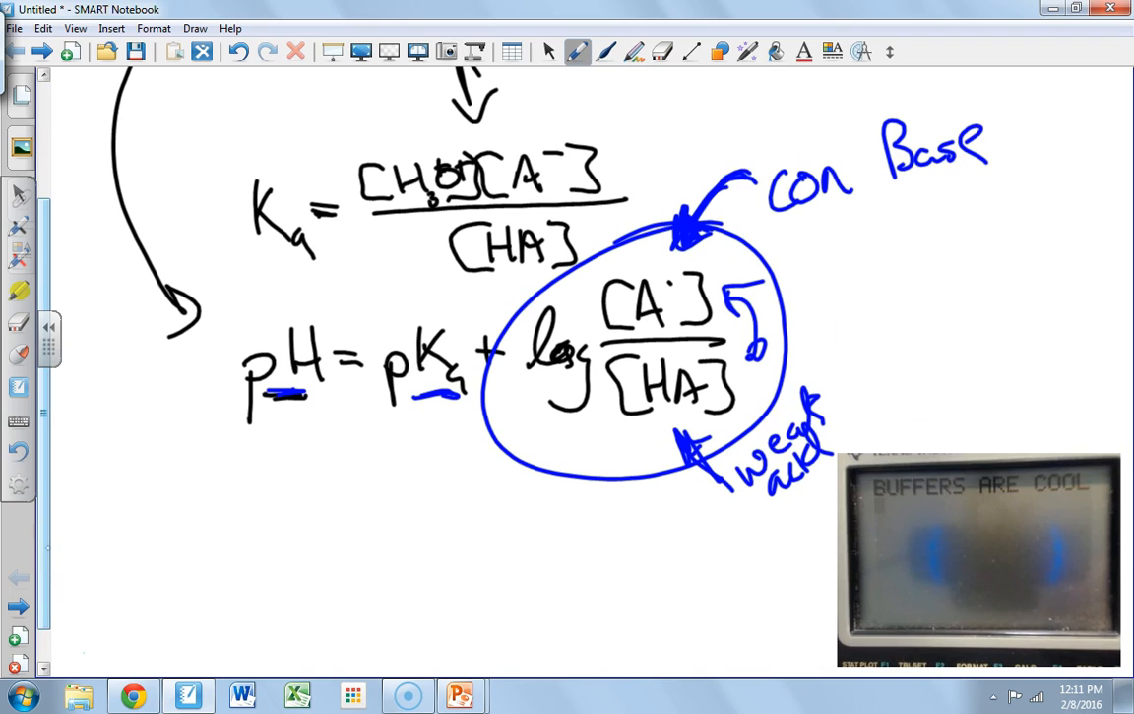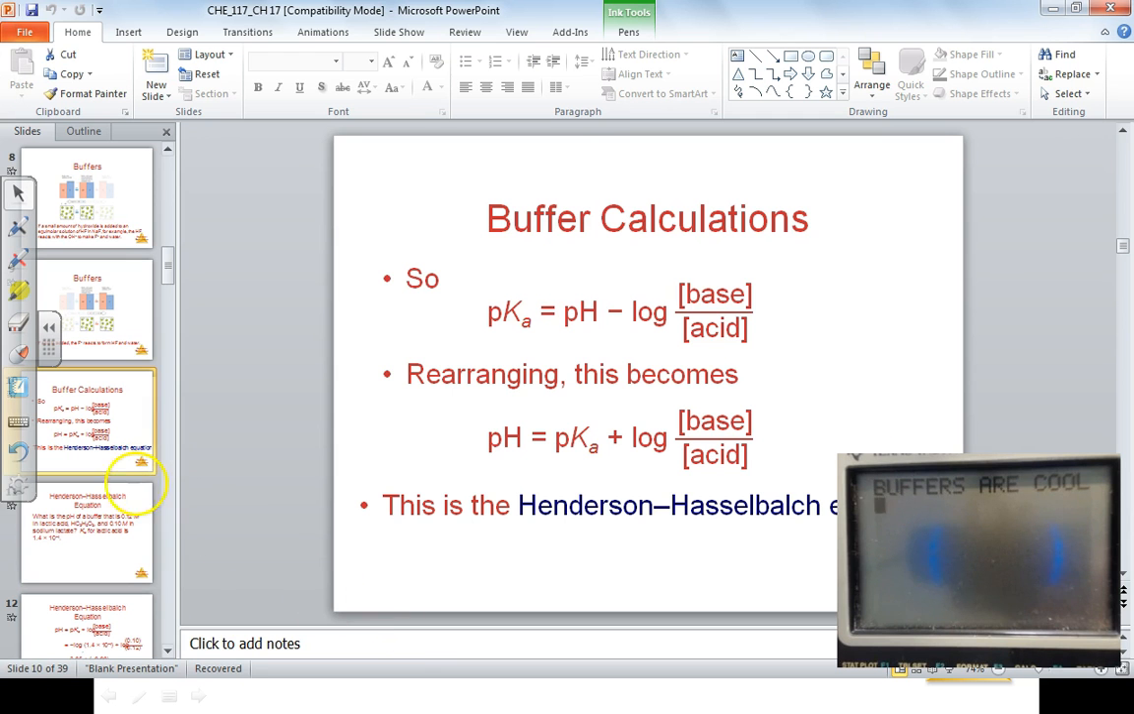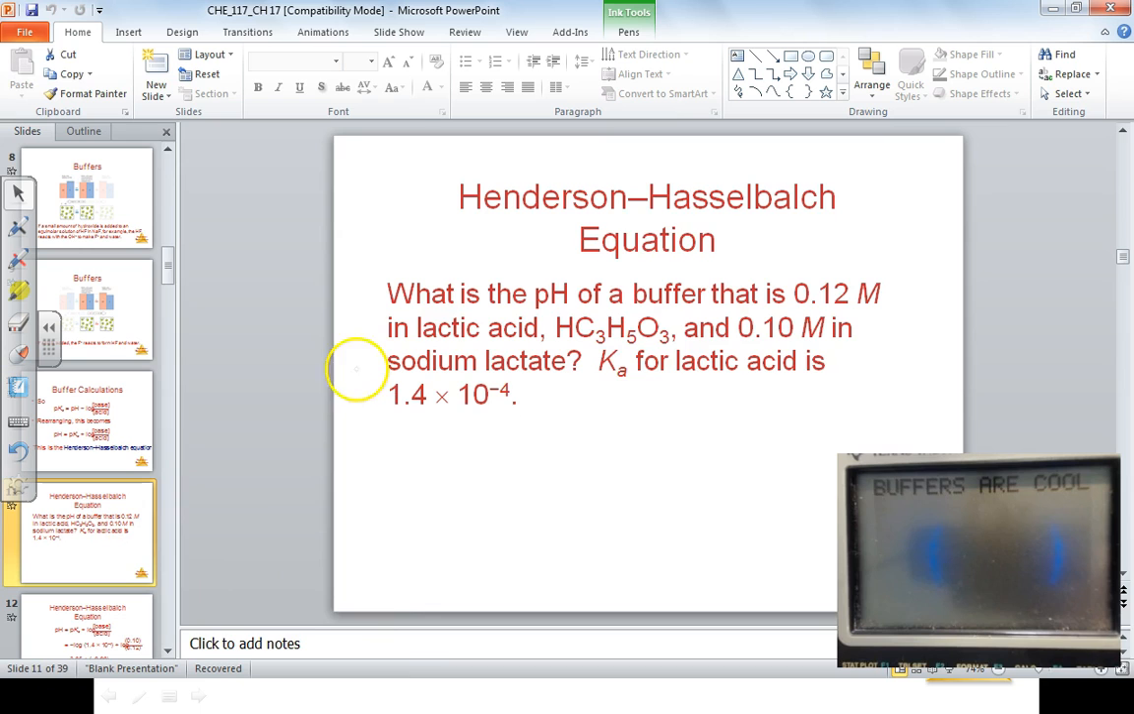So we can use ICE charts to do this. It's not any different. The Henderson-Hasselbalch is a shortcut. So let's actually look at the problem in here. It says, what is the pH of a buffer of lactic acid and sodium lactate? We have 0.12 molar lactic acid and 0.1 molar sodium lactate.